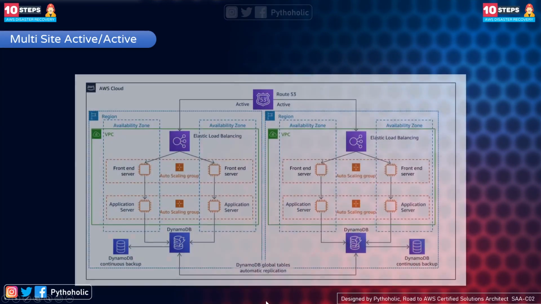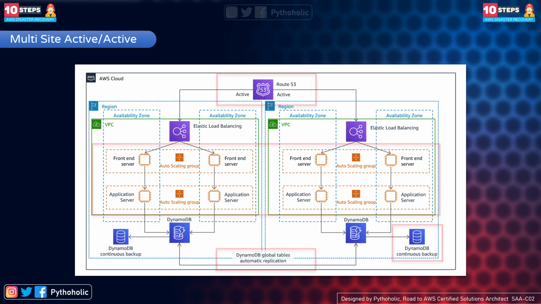So now we reach the most expensive disaster recovery strategy. I'm just kidding, but it's very expensive, though it actually provides you zero downtime and near zero data loss. With multi-site active-active, you can run your application in both regions simultaneously, and that is the active-active strategy. But there is one more advantage here.